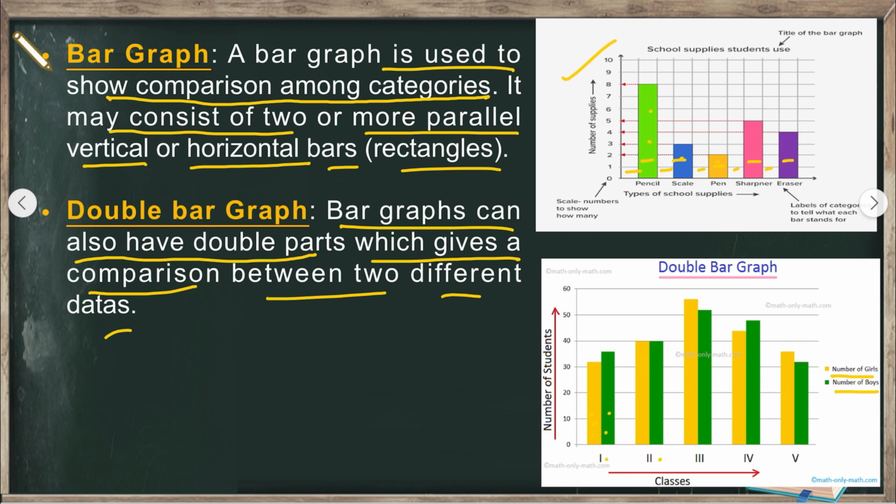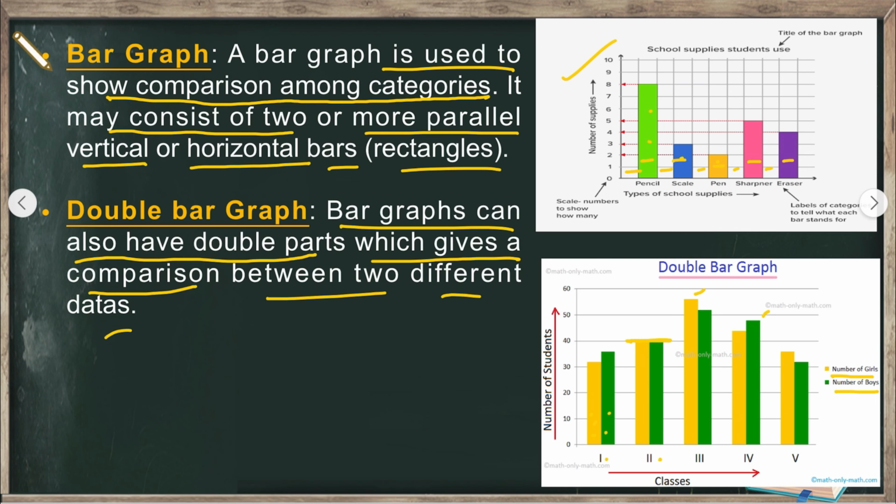Now you can easily compare and find out in which class the number of boys is more than the number of girls, or in which class the number of boys and girls are equal. In class 2, the numbers of boys and girls are equal, while in class 3 girls are more than boys, and in class 4 boys are more than girls. So we can represent data easily and it is easy to understand, using various types of graphs.